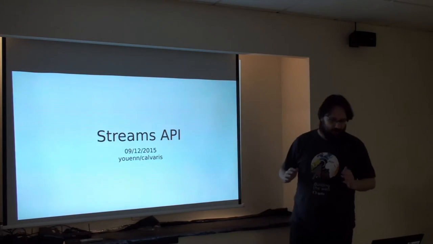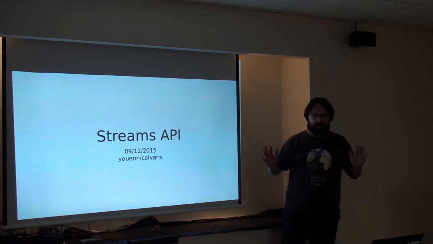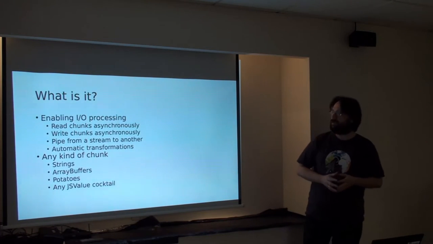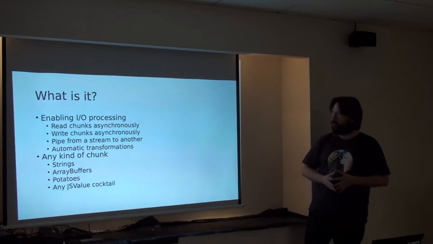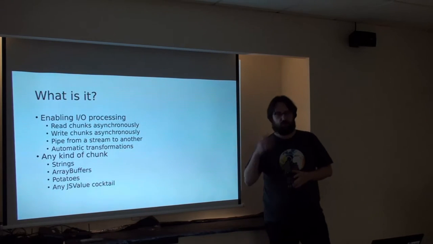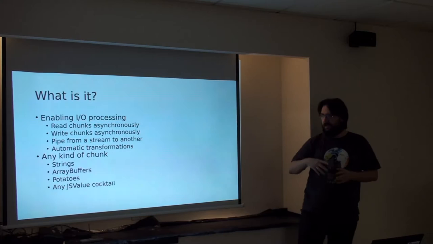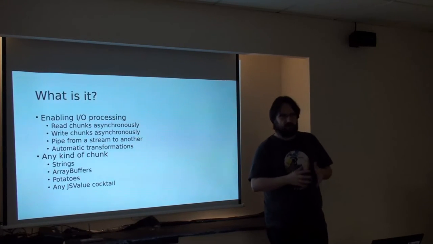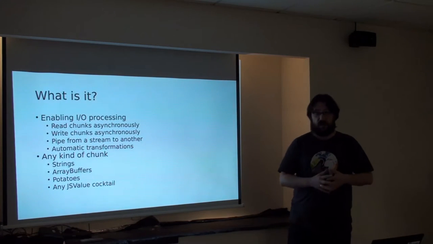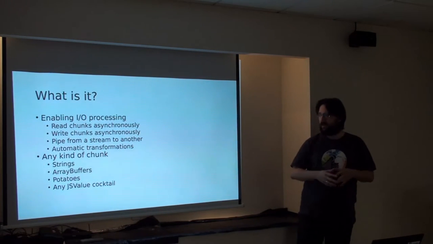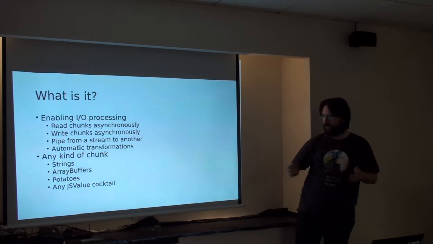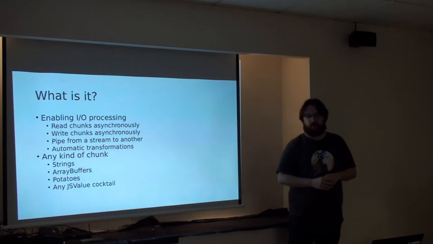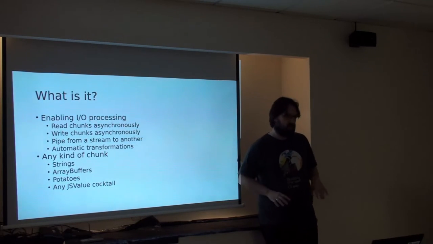So June and I are going to speak about the amazing world of the Streams API. So what is it? The Streams API is a JavaScript API for the web that enables you to do some input-output processing. It allows you to read chunks asynchronously and write chunks asynchronously. You can pipe data from one stream to another. You can also do automatic transformations. And the idea of the API is that it can work with any kind of chunk. You can stream strings, you can stream array buffers, you can stream potatoes if you want, or basically any kind of JS value. Actually, we are streaming potatoes in the tests.